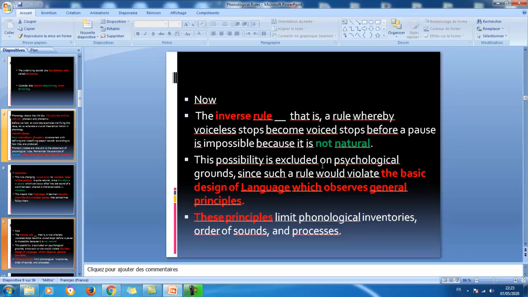This possibility is excluded on psychological grounds, since such a rule would violate the basic design of language, which observes general principles. Of course, these principles limit phonological inventories. They limit also the order of sounds. They limit processes. These are things that we have already seen before here. Okay.